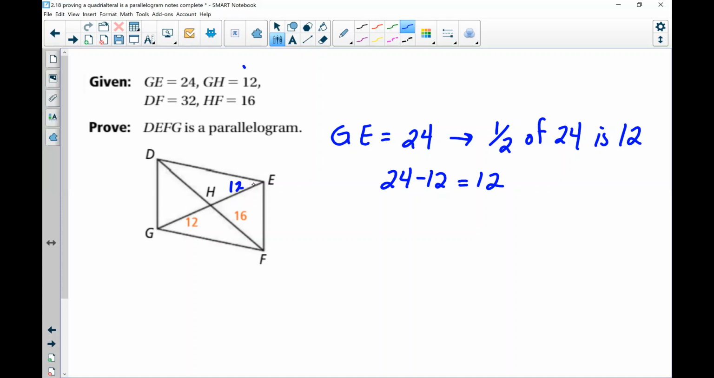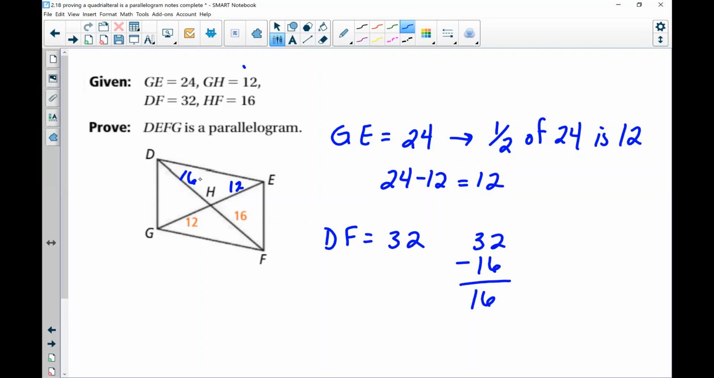Okay, now let's also go the other way. DF is 32, okay? And so then I can do 32, and I take away HF, which is 16, and I do 32 minus 16, guess what? I get 16. So I know that both halves are 16. You could also say, okay, I know 32 divided by 2 is 16, and they already tell me one section here is 16, and that's equal to half of the whole length.